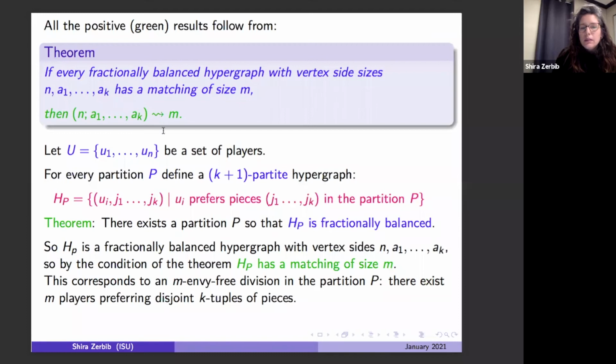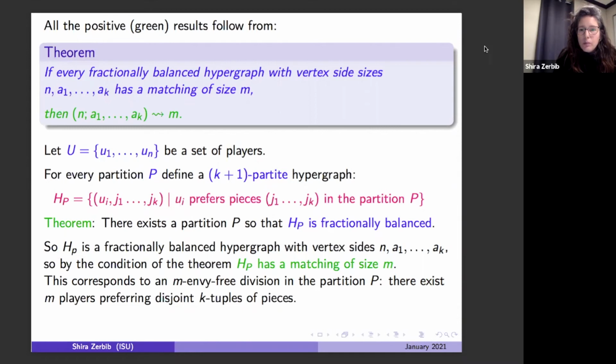To prove this theorem, it is basically a generalization of the Meunier-Su theorem, so the proof is very similar. We take the set of players of size n. For every partition, we define a k+1 partite hypergraph, k+1 because we have k+1 sides here. And the hypergraph will be all the k+1 tuples u_i, j1 to jk, such that player u_i prefers the tuple of pieces j1, j2, jk, given the partition P of the k cakes.